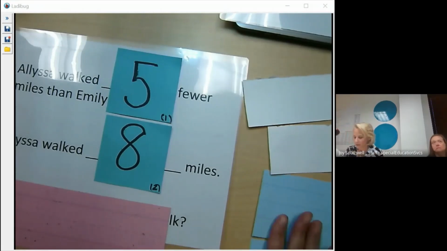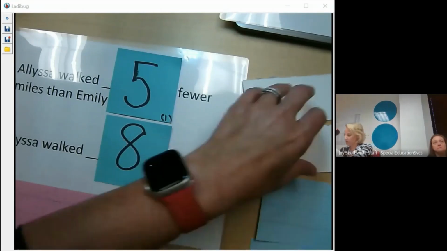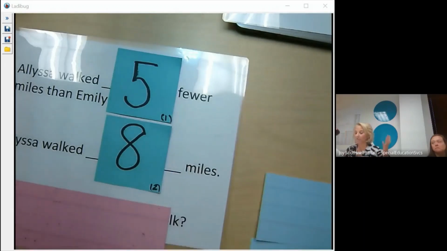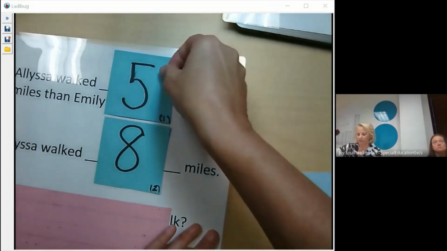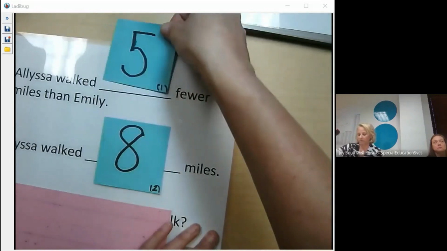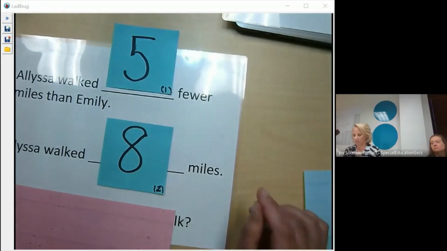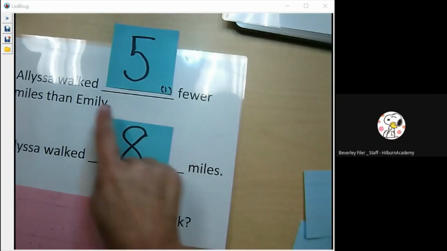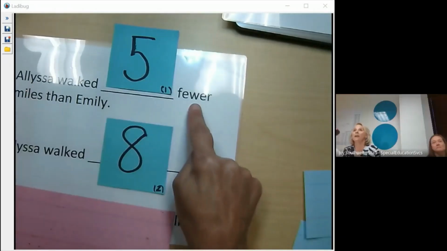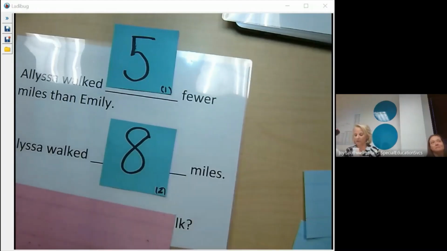So first of all, I'd say, if you had two different colored strips, I'd say, hold up this, who walked farthest? That's what I would say. Who walked farther? Did Alyssa walk farther, or did Emily walk farther? Emily. How do you know that? Because Alyssa walked fewer miles than Emily. Right. Alyssa walked fewer miles than Emily. So hold up the bar that represents Alyssa's miles. So it's going to be your longer bar.